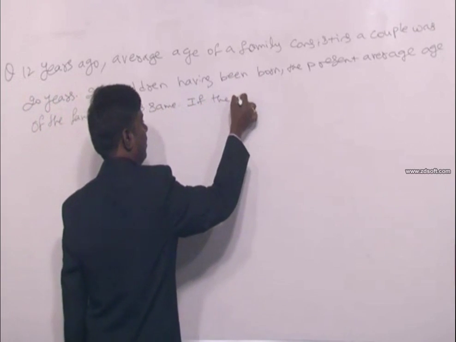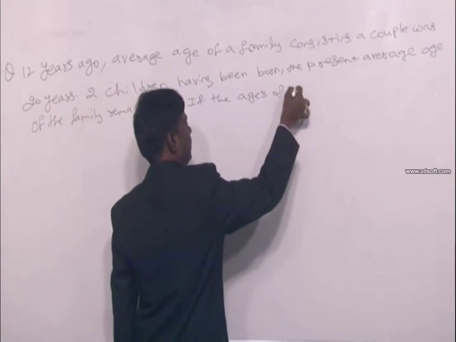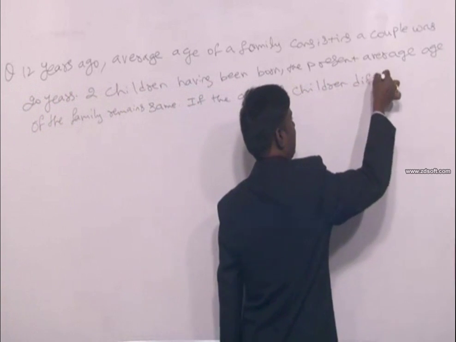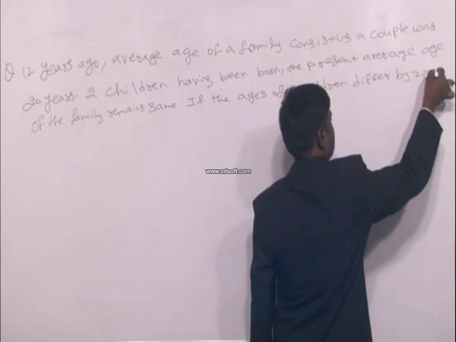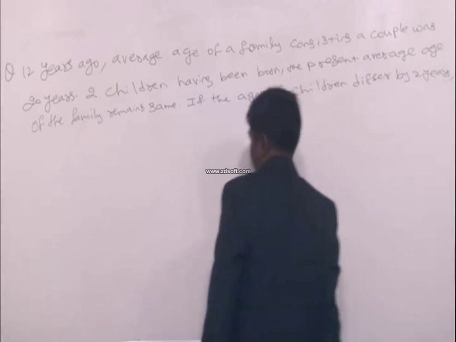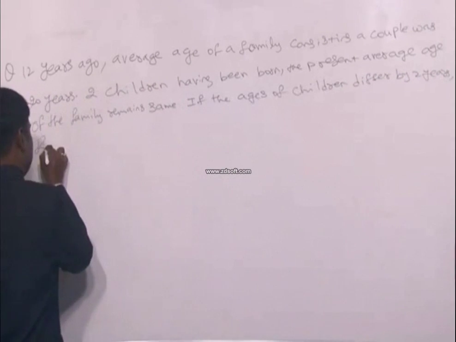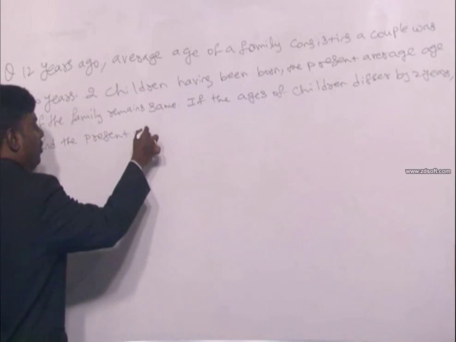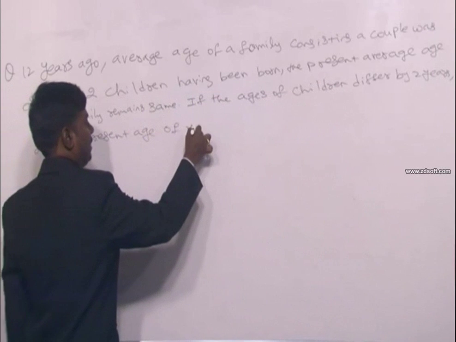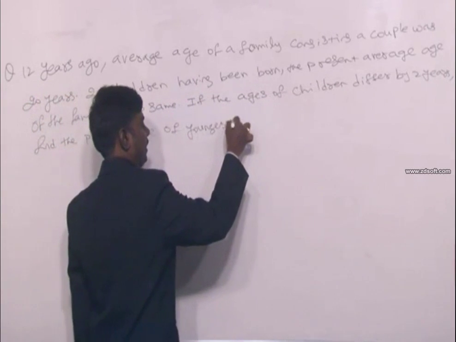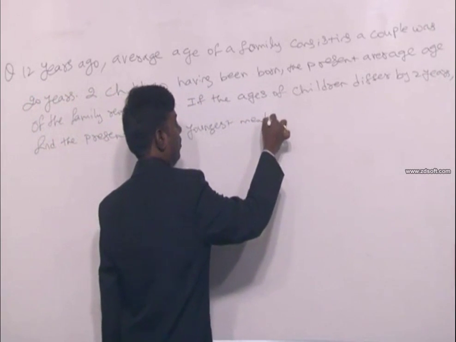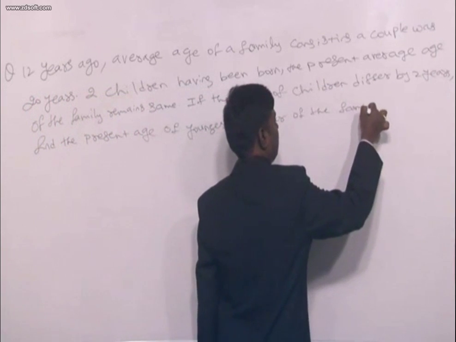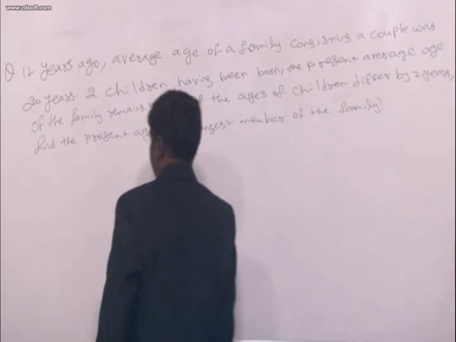If the ages of children differ by 2 years, find the present age of the youngest member of the family. Youngest member of the family. Try this problem.